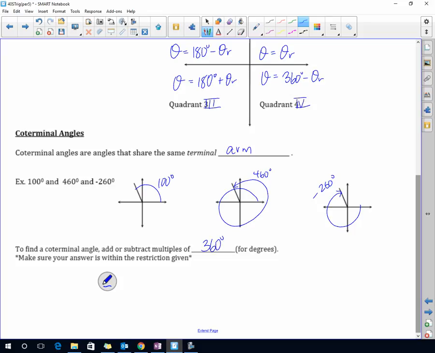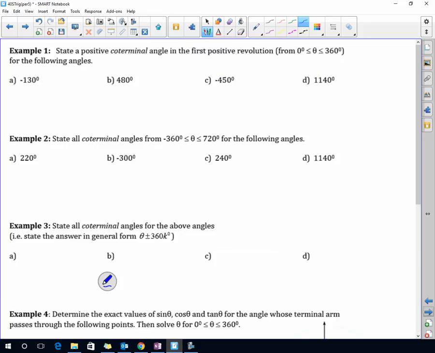Okay, so moving on. How would I figure out the positive coterminal angle in the first positive revolution if my angle is negative 130 degrees? What do I do?